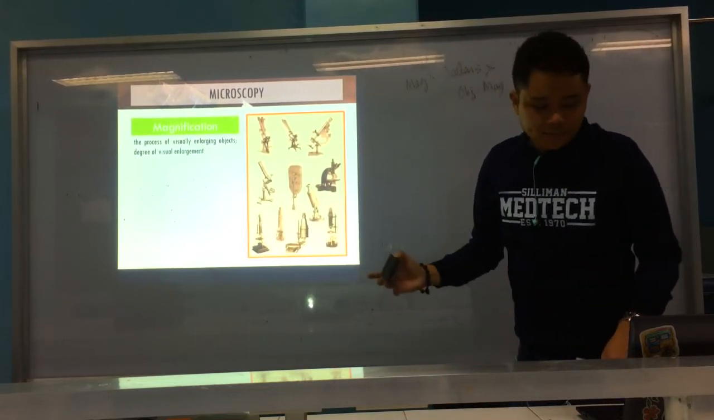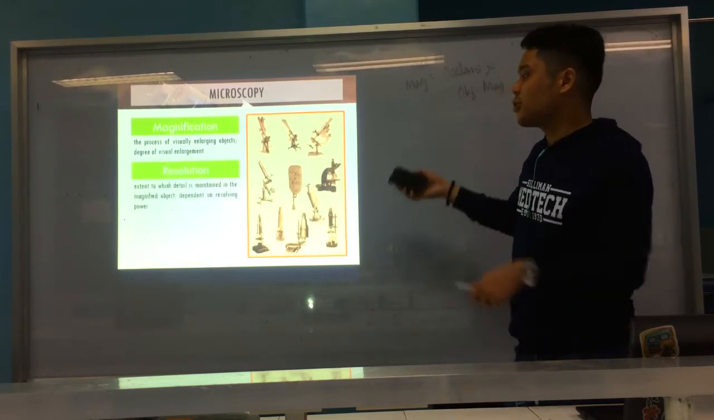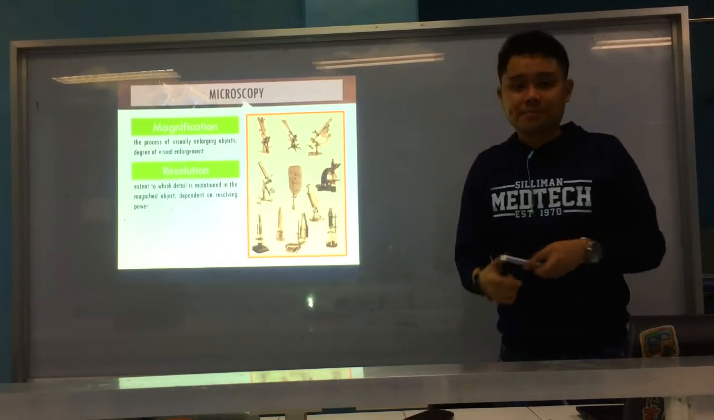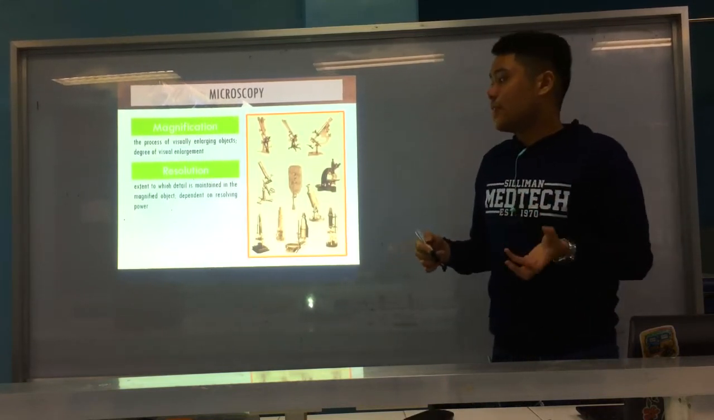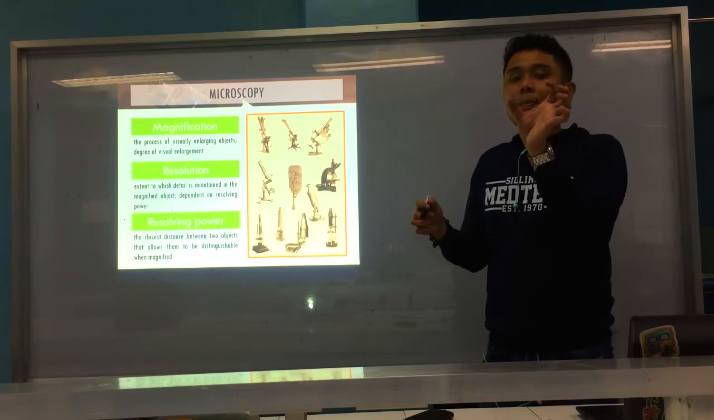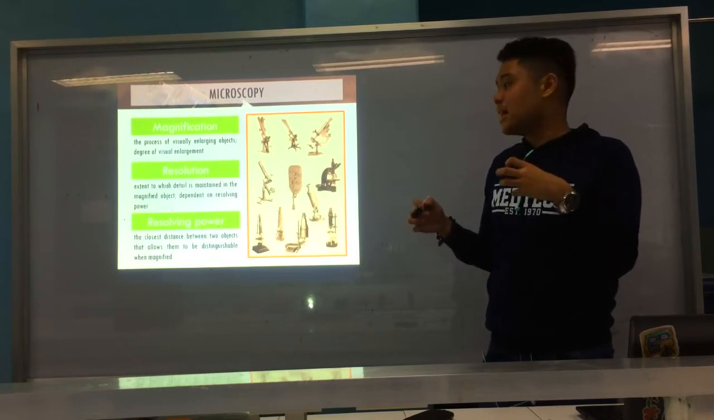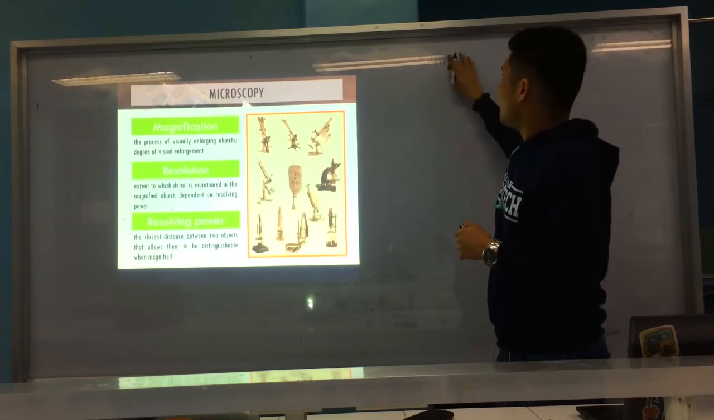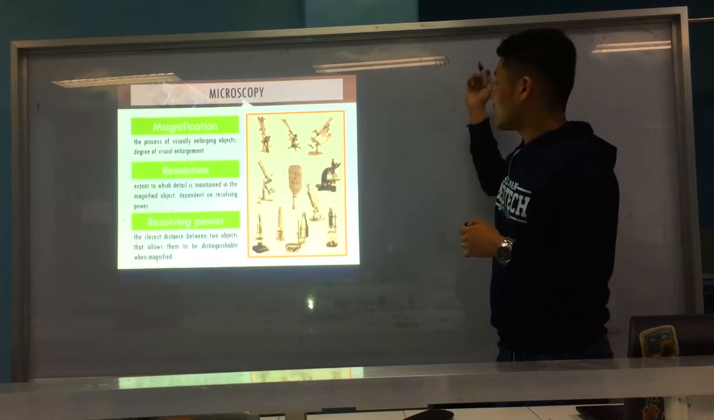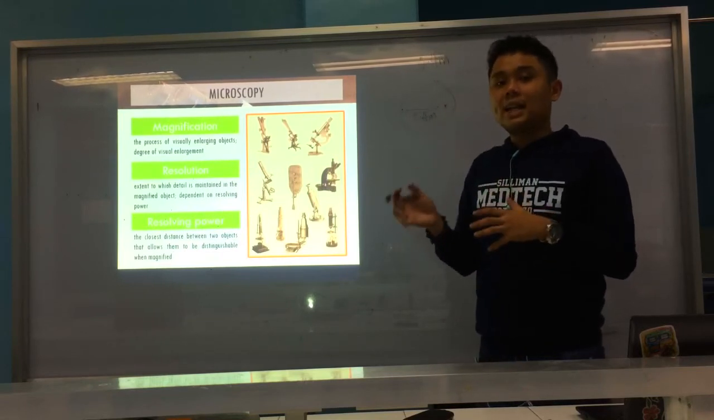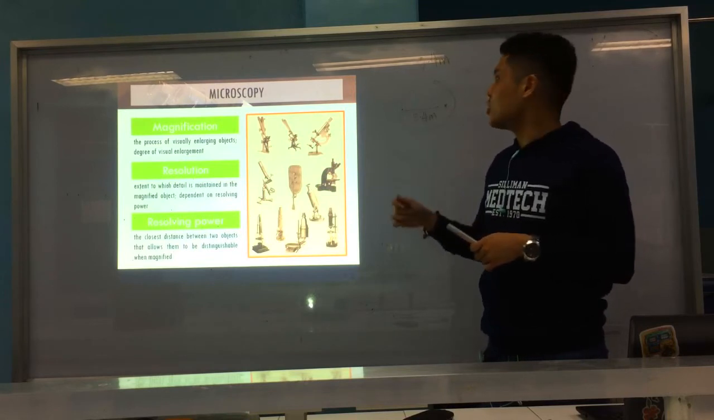Next, you have resolution. Resolution is the extent to which the detail of the image is viewed or magnified, and it's dependent on the resolving power. Resolving power is the distance between 2 points in a picture at which they can still be distinguished. For example, if the resolving power is 0.4 micrometers, then the distance between two cells should be at least 0.4 micrometers for you to distinguish or see them. Understood? So that's the resolving power.